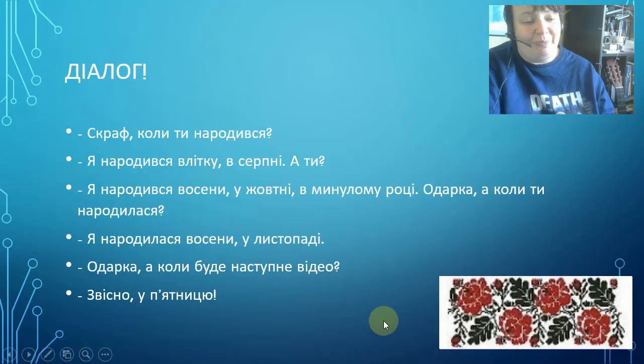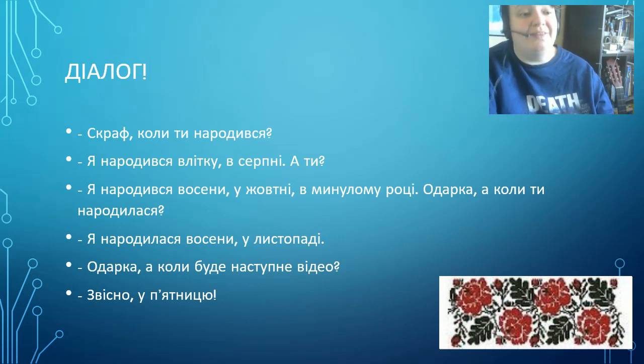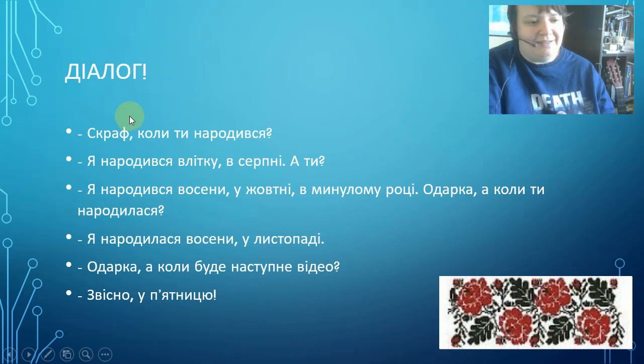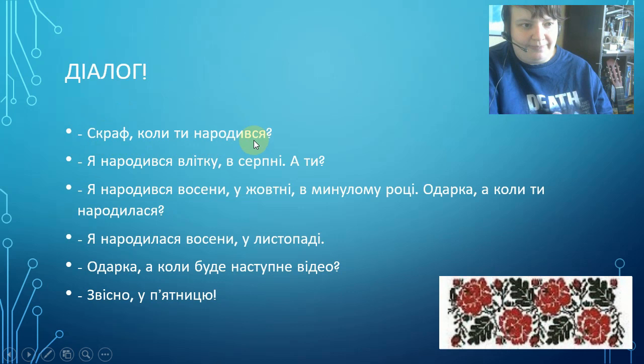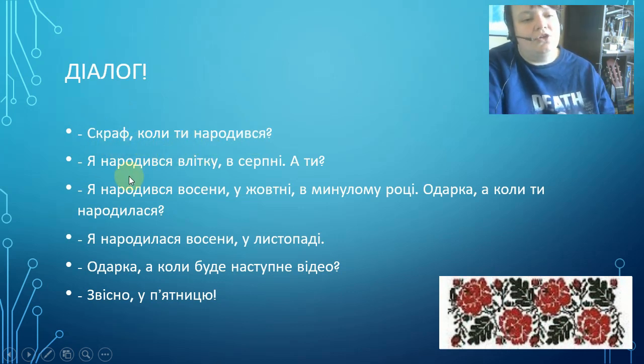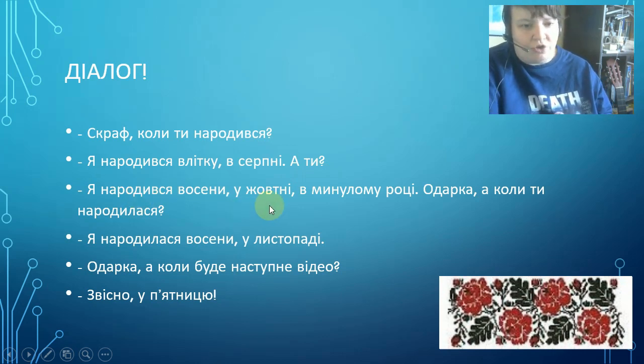So, I hope you liked how my fluffy friends performed this dialogue. So, let's look through the phrases. Скраф, коли ти народився? Скраф, when were you born? Я народився влітку, в серпні, а ти? I was born in summer, in August, and you? Я народився восени, у жовтні, минулому році. I was born in autumn, in October, last year.